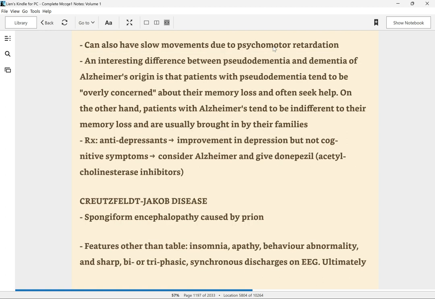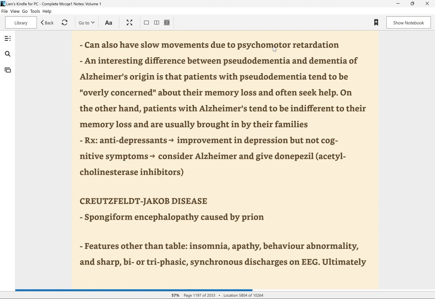Can also have slow movements due to psychomotor retardation. An interesting difference between pseudodementia and dementia of Alzheimer's origin is that patients with pseudodementia tend to be overly concerned about their memory loss and often seek help. On the other hand, patients with Alzheimer's tend to be indifferent to their memory loss and are usually brought in by their families. Rx, antidepressants lead to improvement in depression but not cognitive symptoms, then consider Alzheimer's and give Donepezil, acetylcholinesterase inhibitors.